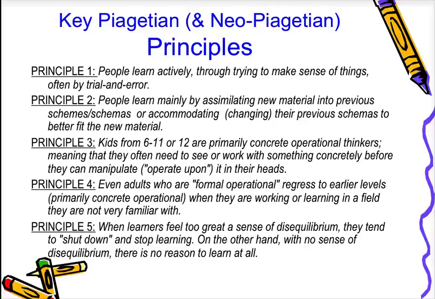Principle 5, when learners feel too great a sense of disequilibrium, they tend to shut down and reject the new learning. They stop learning. On the other hand, if you create no sense of disequilibrium, there's no reason for people to learn at all. So one of the gifts of teaching is maintaining that exactly useful sense of disequilibrium, where things are interesting and new, but not too weird, not too threatening, not too, oh my God, I don't know what's going on here at all.